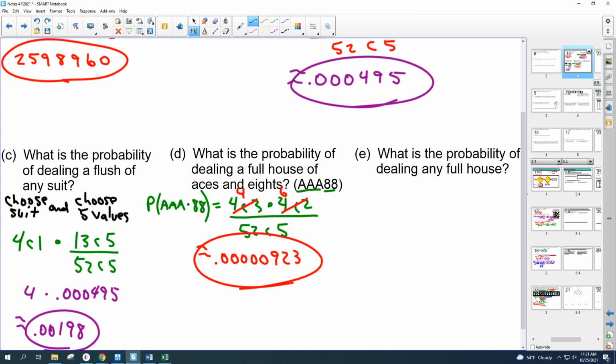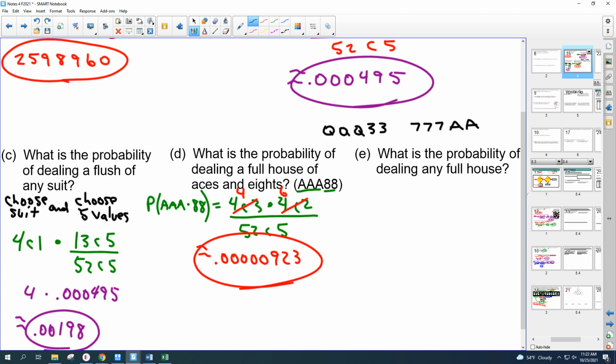It could be like 3 queens and 2 threes. But it could be like 3 sevens and 2 aces, right? Any full house is going to look something like that. And so if I'm going to nail this down, I'm going to try to be really, really super specific.